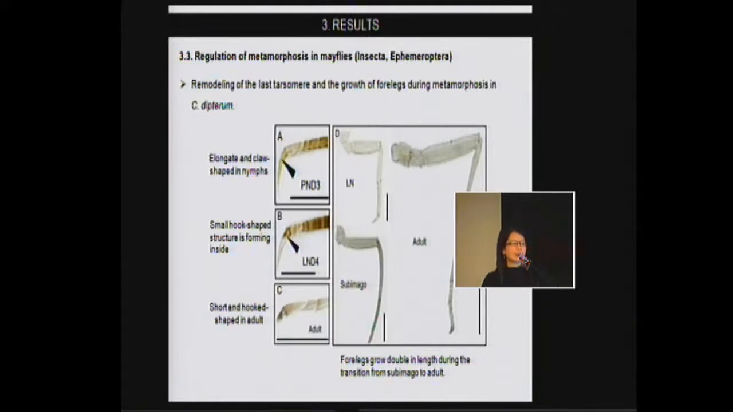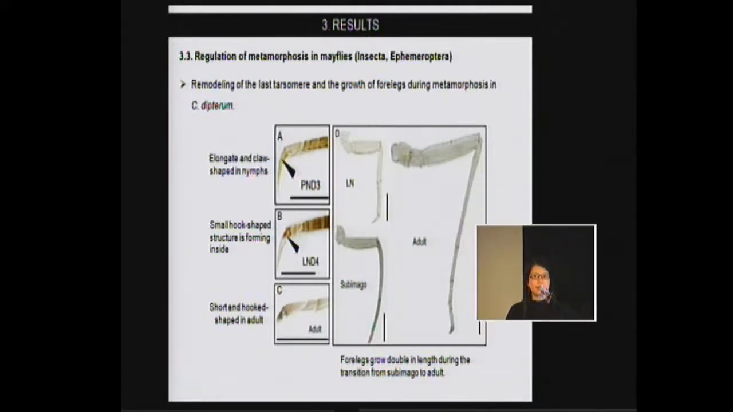And finally, for the remodeling of the last tarsomere, we also found that there is a change of the last tarsomere from nymph to subimago. It changes from an elongated, claw shape in the nymph to become a shorter one with a hooked shape in the subimago and in the adult. And you can see this change clearly on the last day of the last nymphal instar.